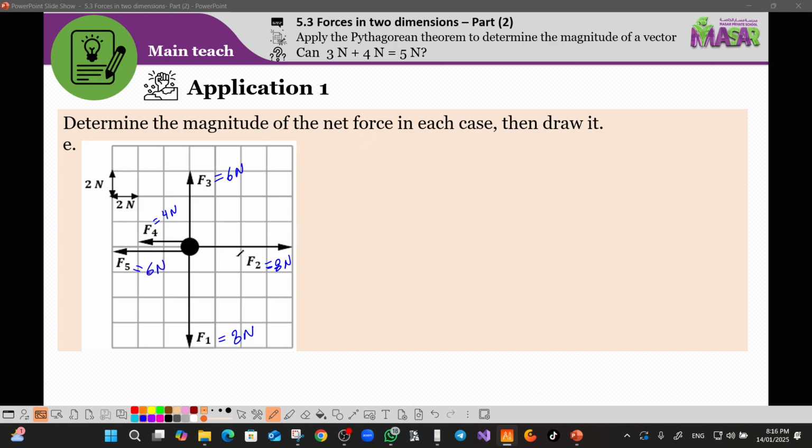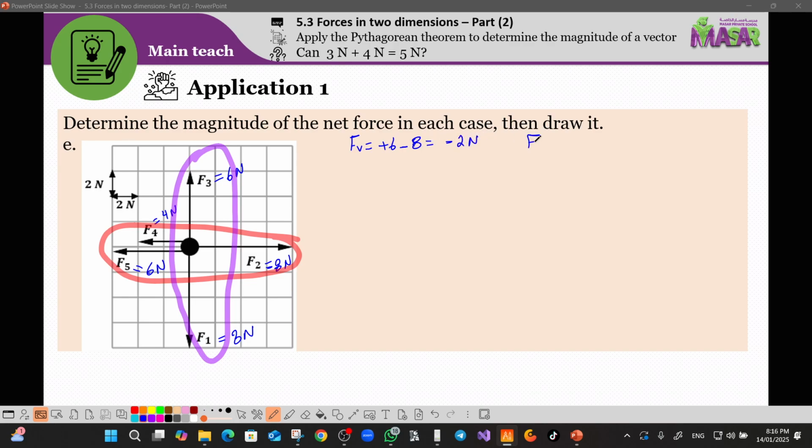Now let's determine the net forces along the horizontal, and then we're going to determine the net forces along the vertical to obtain the FV and FH. So let me start with FV, the vertical forces. We have 6 up, so plus 6, 8 down, so minus 8, and the answer is minus 2 Newton. This is the FV.